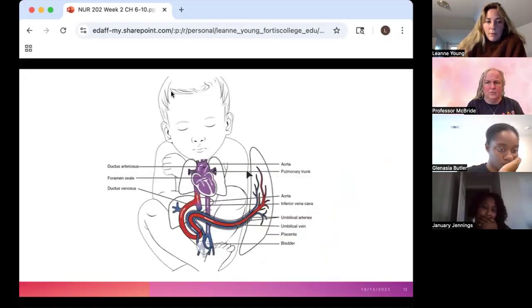So here's another little image here of the ductus arteriosus, the foramen ovale, and then just the blood flow through to baby and then out.